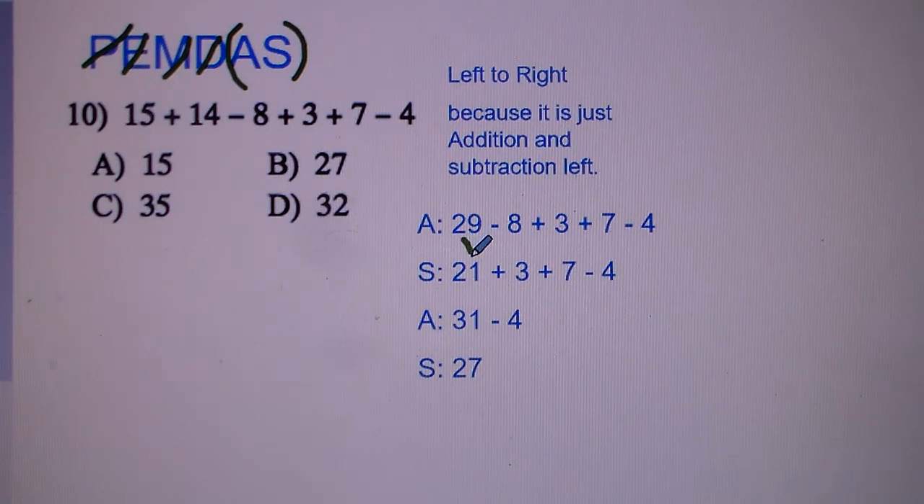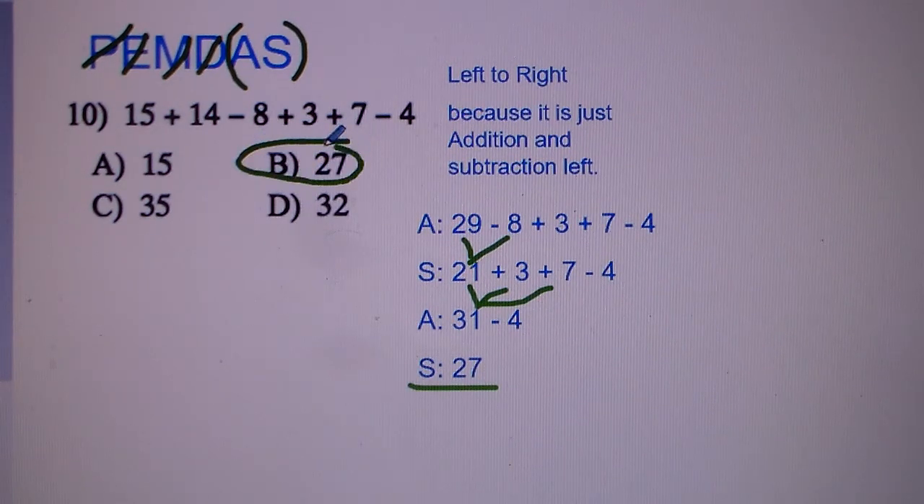So I put this guy and this guy together. Then 21 plus 3 gets you 24, and then the plus 7 gets you to 31. So it's all addition, I combine it all at once. And then 31 minus 4 gets you 27. So 10 is B, 27.